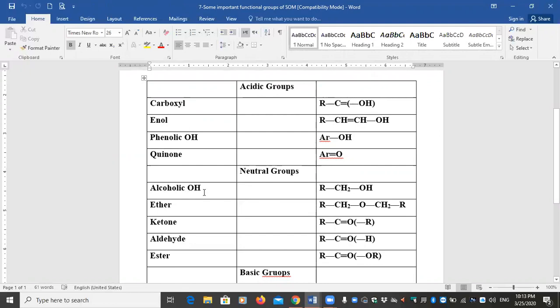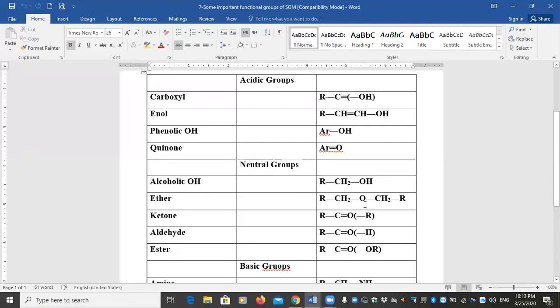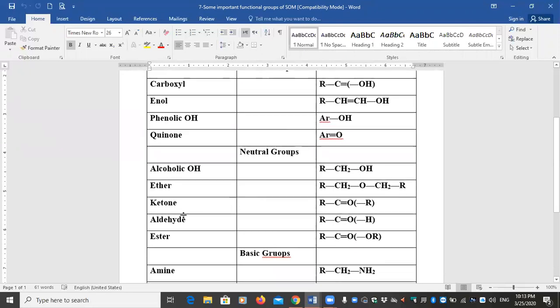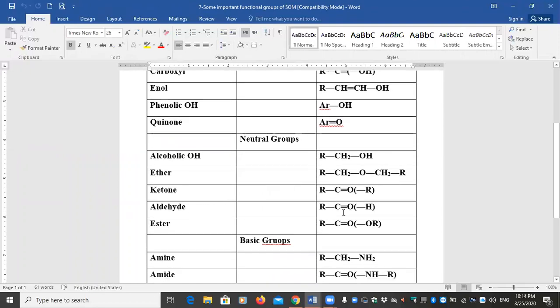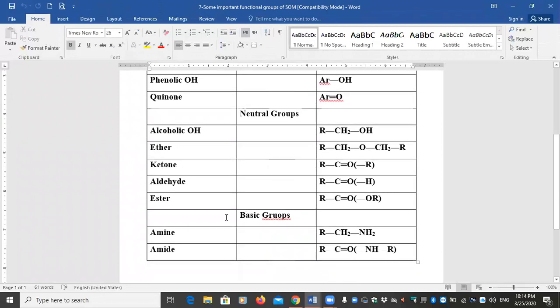Alcoholic OH, that means the OH which is in the linear form, like alcohol. You have methyl alcohol, ethyl alcohol, all the different alcohols, and at the end there is an OH. Then the ether, okay, you have the oxygen here between two groups. Ketone, double bonds with the O. Aldehyde, okay, ester.